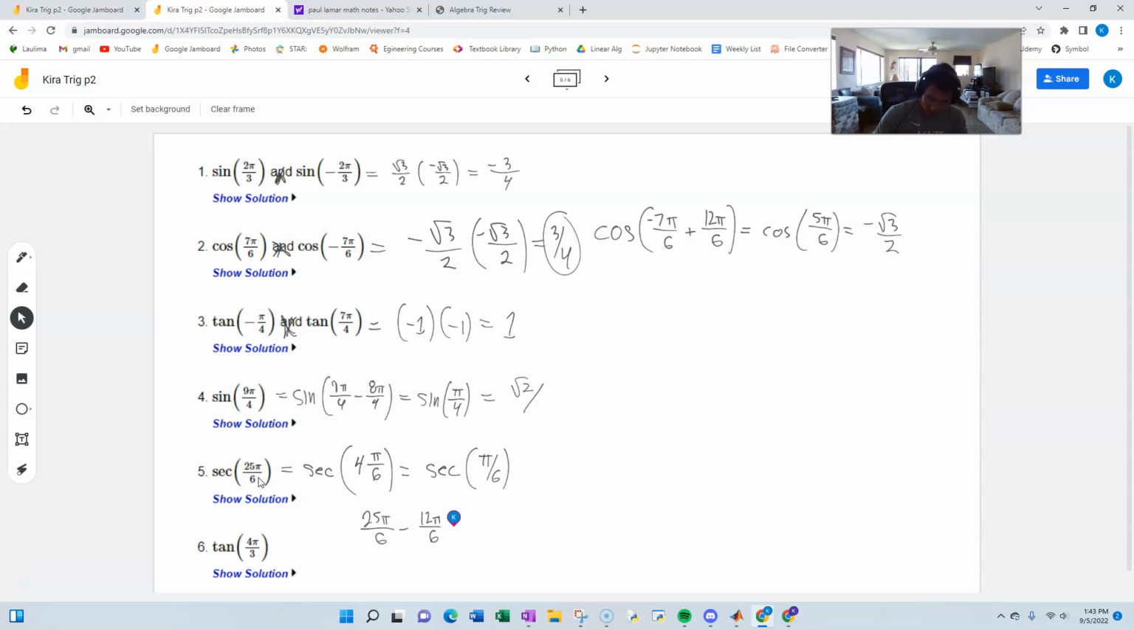Sorry, my bad. I kind of explained things wrong here. I forgot that the unit circle goes by 2 pi, not just pi. Let's just do this old-fashioned. Secant 25 pi over 6 minus 12 pi over 6. That is equal to secant, what? 13 pi over 6. And then now let's minus off something again, right?